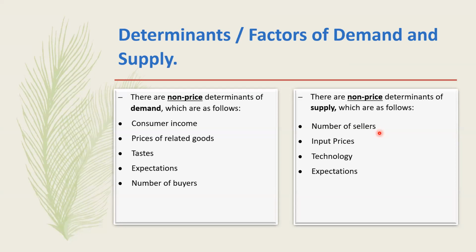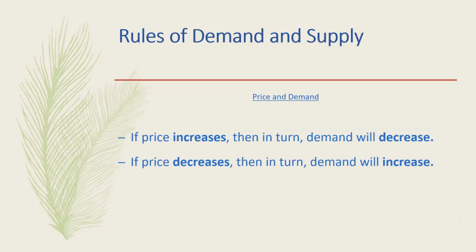We have technology, we have expectations. All these different factors can lead to suppliers decreasing their supply. All right. So we will get to this with some diagrams in a bit. I just want to give you all these rules of demand and supply, and we will take some time to answer any questions that you may have so far, okay?